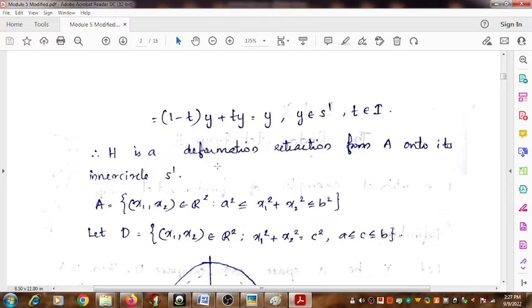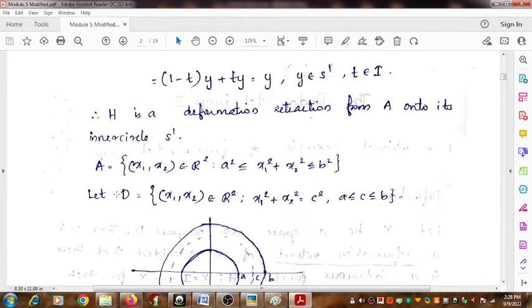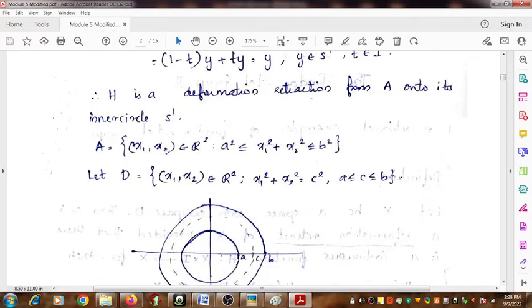Why? Because H satisfies all the conditions of a function to become a deformation retraction, and so it's a deformation retraction from the given space A to its subspace S1 here. So here D equals S1. But see, as I mentioned in the beginning, we have a general case as an example. For that we consider A equal to the set of (x1, x2) in R2, such that a squared is less than or equal to x1 squared plus x2 squared, less than or equal to b squared.